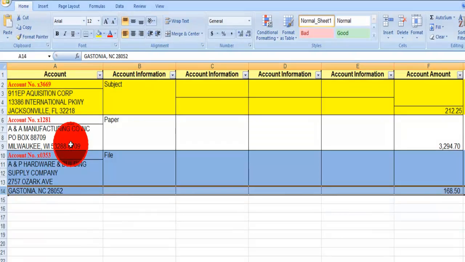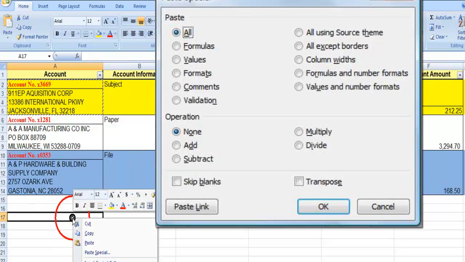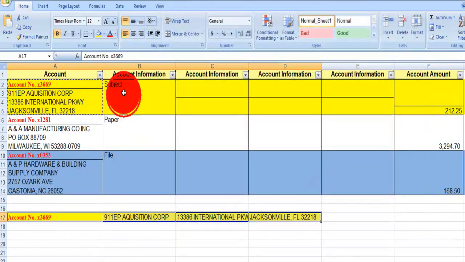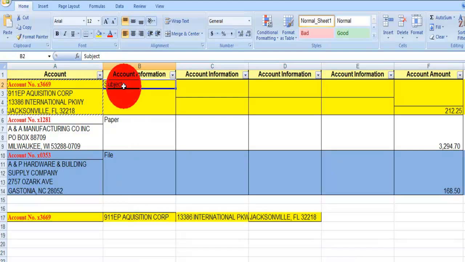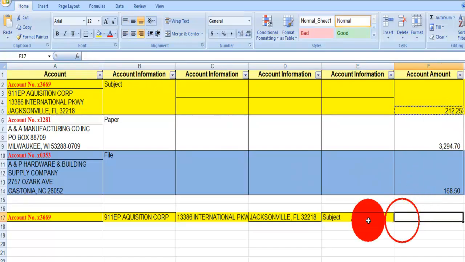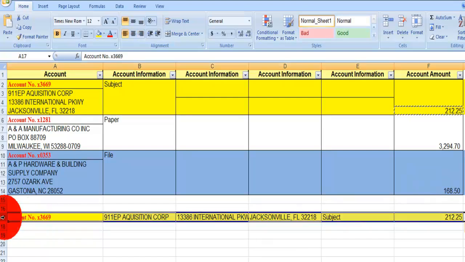So anyway, what we want to do with these accounts is put each account into a single row, and right now I am going to do it manually. So I'm going to copy the first account, paste special and transpose, and then copy the account information as well as the account amount. And now account number 1 is in a single row, row 17.